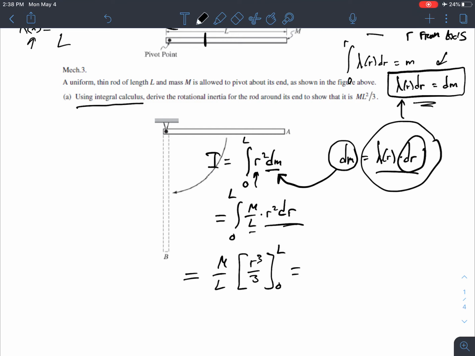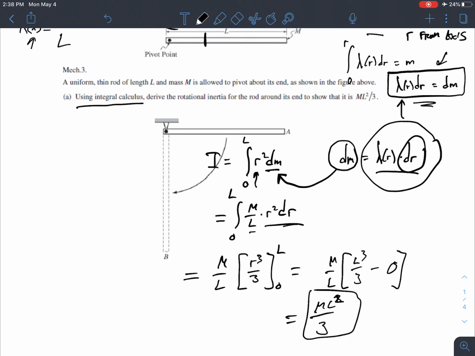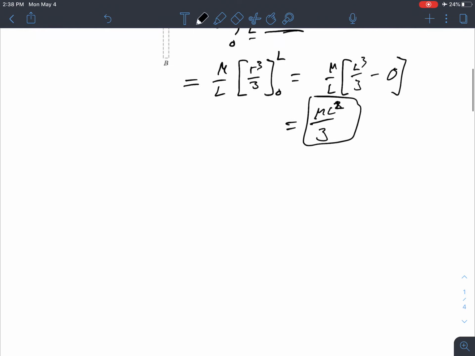All right, so what do we have here? I need to plug in the L, so I have m over L times L cubed over 3, minus what I get when I plug in 0, which is just 0. One of the L's cancels out, and I get m L squared over 3, which was the goal. All right, so that's how that works.